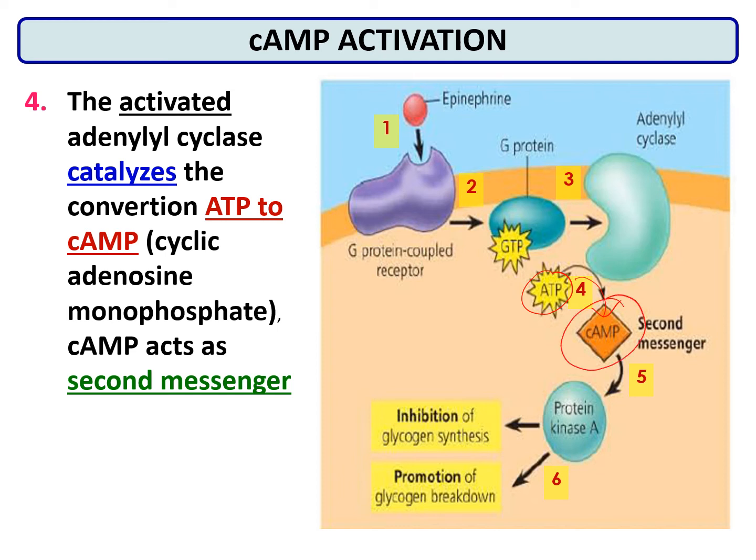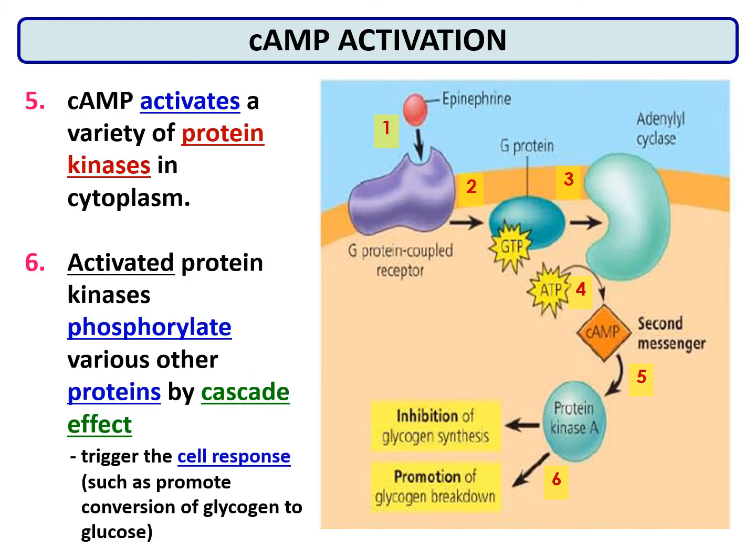So this is what we need for the effect that we want, the targeted effect. Because cAMP is the second messenger. This hormone is the first messenger. ATP converted to cAMP, and then cAMP as a second messenger will activate a variety of protein kinase. The activated protein kinase will phosphorylate another protein by cascade effect. Dia akan phosphorylate another protein.